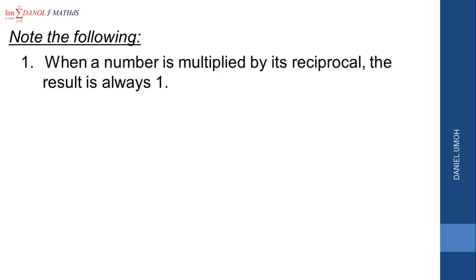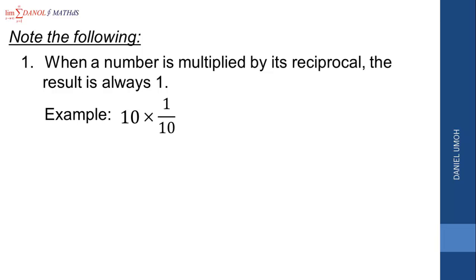Now, I want you to note the following. Whenever a number is multiplied by its reciprocal, the result is always 1. Let's do an example so that you can see this. For example, let's say 10. What is the reciprocal of 10? Of course, you know the reciprocal of 10 is 1 over 10.